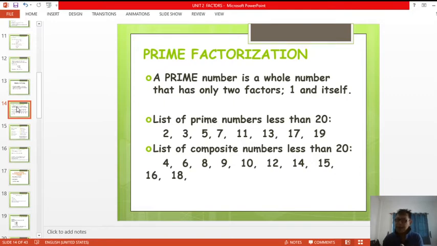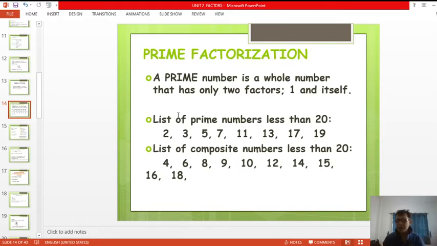As what is defined about a prime number, I keep on repeating this so that you'll understand. Again, a prime number is a whole number that has only two factors, and that is 1 and itself. Here I'm giving you the list of prime numbers less than 20 so that you'll be reminded every time you do factorization or factoring. I want you to remember this all the time because this is very important.